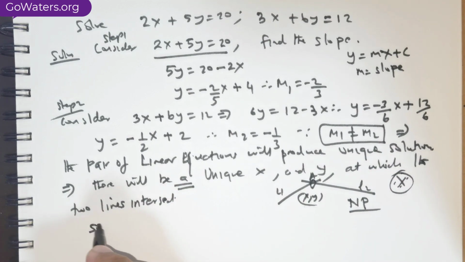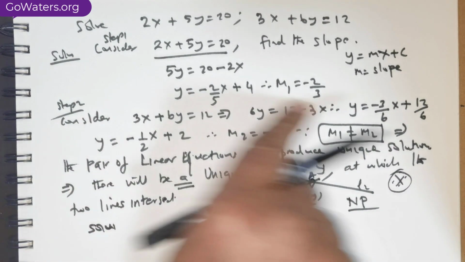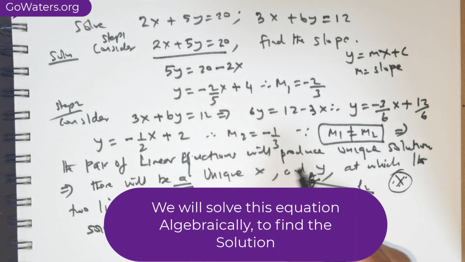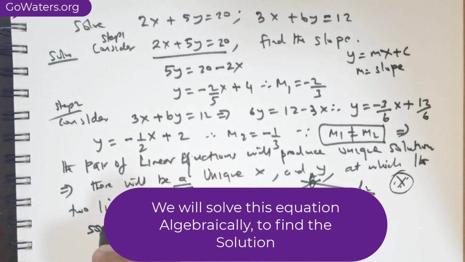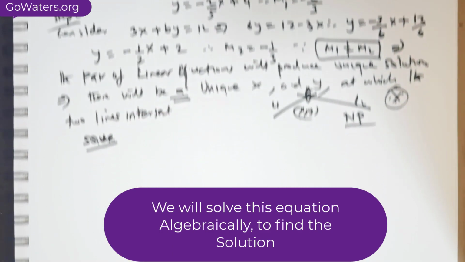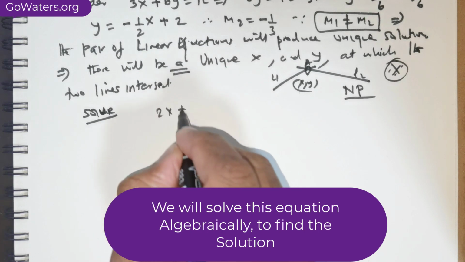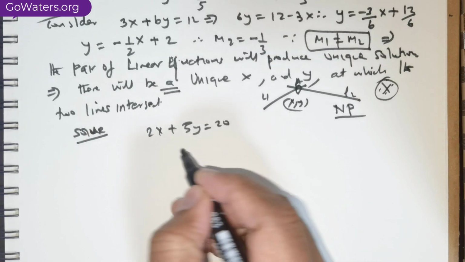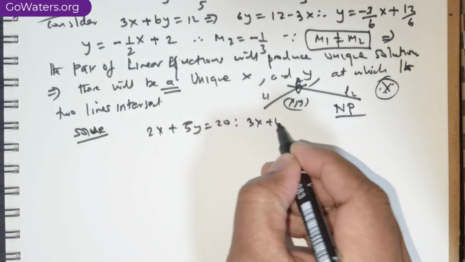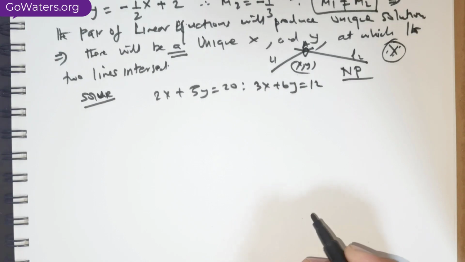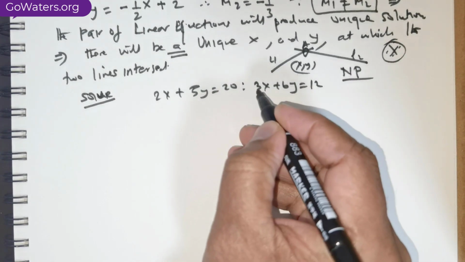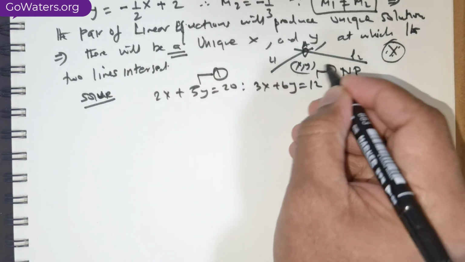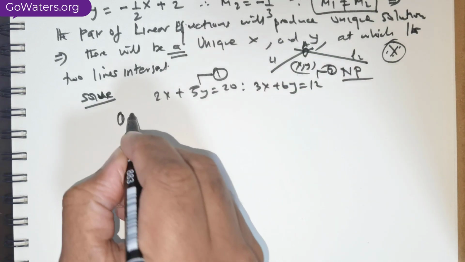So now this is more like a justification for unique solution, or a check for a unique solution. Now we need to solve it, right? We need to solve and find x and y. So I got 2x + 5y = 20, and I've got 3x + 6y = 12. So what I will do, I will multiply this by 2. This is 1, this is 2. You multiply 1 with 3.